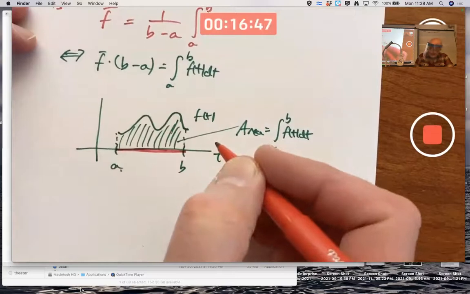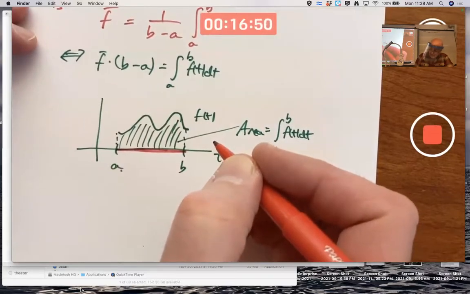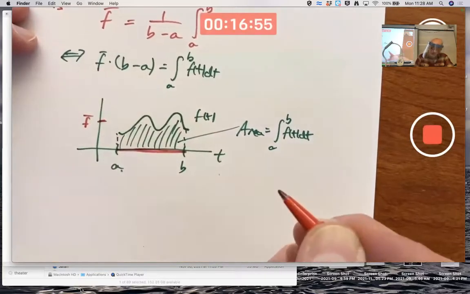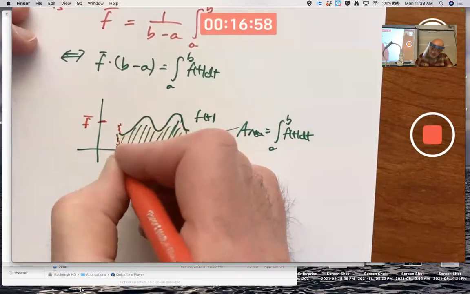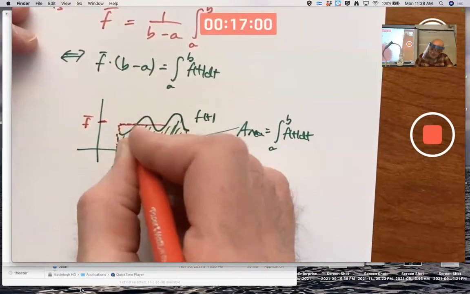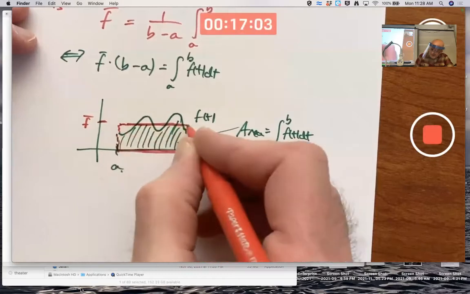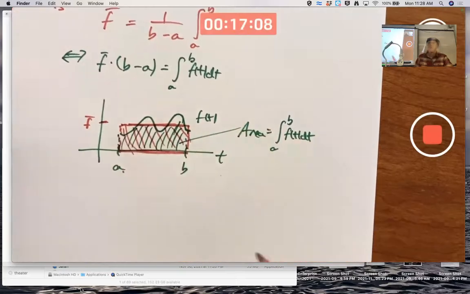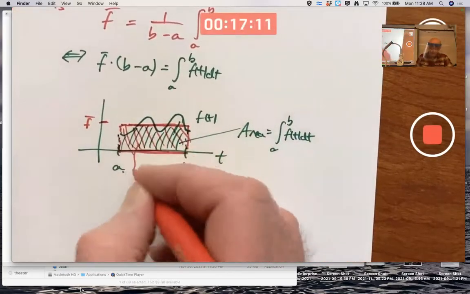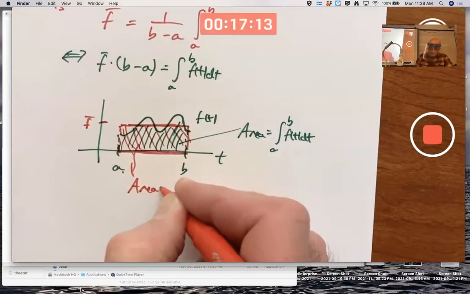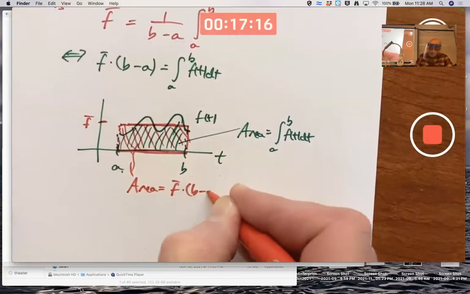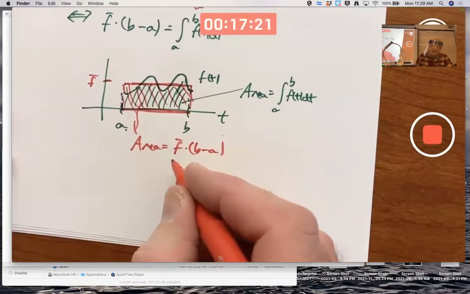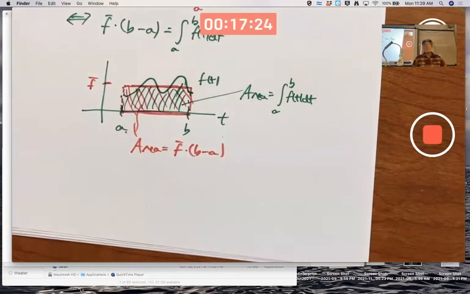Oh, it's hard to say exactly where it is. You try to eyeball it approximately. Maybe right about here. That's the value of f bar. If I make a rectangle with height equal to f bar, I'm trying to make this rectangle have area approximately equal to the area under the green graph. The red area is f bar times b minus a. Base b minus a, height f bar. F bar is defined so that the red and green areas are the same.